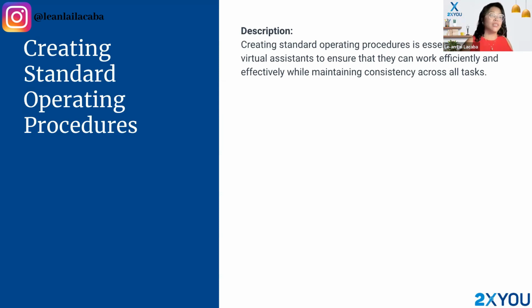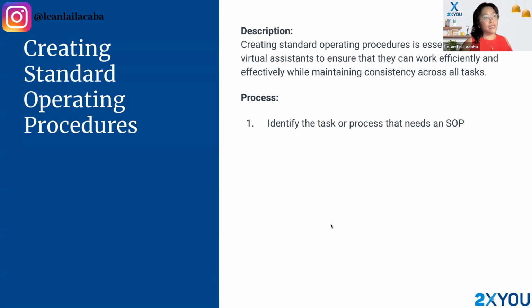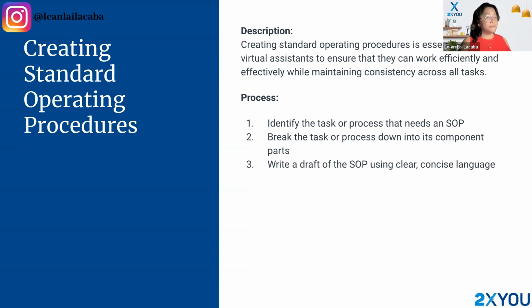to effectively train them. So what the process is: try to identify the tasks or processes that need an SOP. So again, through observing your client's business, so on and so forth, try to break the task or process down into its component parts, or the step-by-step process of this. Then start writing the draft of the SOP using clear and concise language. Again, make it easy for yourself to train someone else. Make the verbiage you're using very clear.